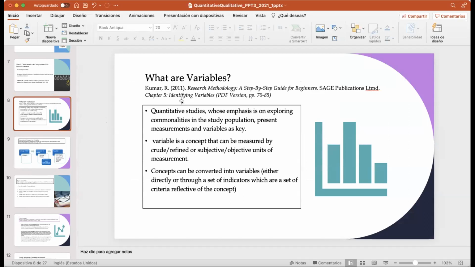So variables, chapter 5 in Kumar. Kumar really explains variables and gives lots of examples. This is an important chapter for those who want to work with variables in their studies. You're very much welcome to read chapter 5 in Kumar and try to make sense of the explanation he makes in relationship to variables. And this is a concept that you will read a lot about in quantitative designs.